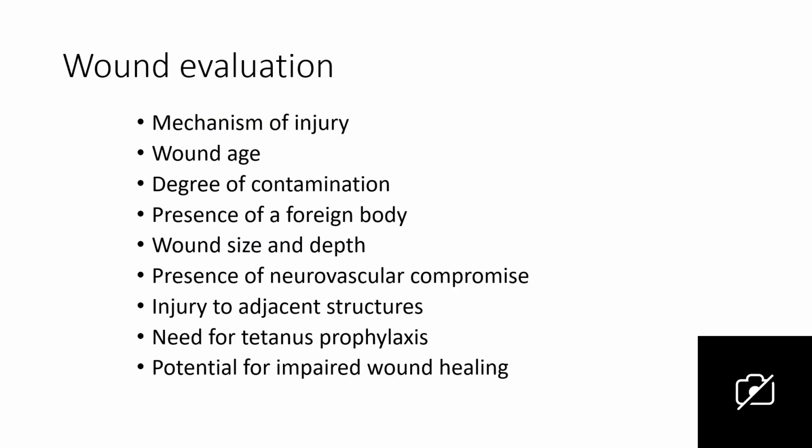Wound evaluation. Before you use any suture material, you must evaluate the wound. How was the wound or injury created? Mechanism of injury. Wound age, that means how long the wound has been there without being sutured. Degree of contamination, presence of a foreign body, like in a gunshot wound. Have they removed the shell there or not? Wound size and depth. Presence of neurovascular compromise, injury to adjacent structures, need for tetanus prophylaxis, potential for impaired wound healing.